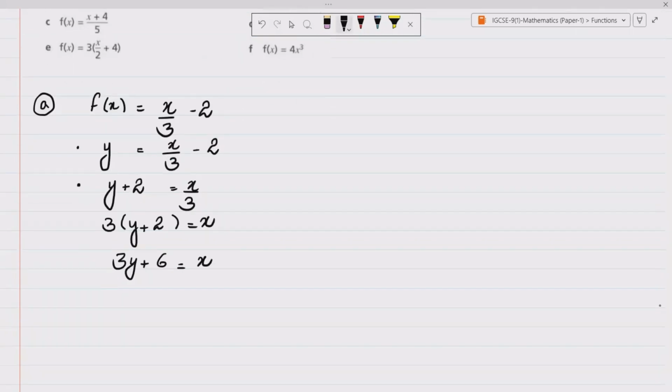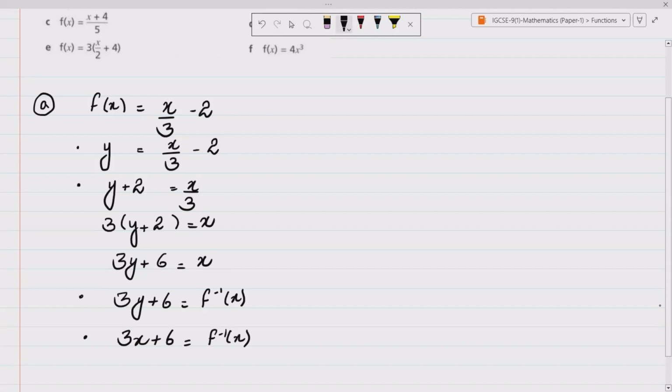Then we found out the value of x in terms of y, and then replace this x with f inverse of x and replace this y with x. So 3x plus 6 is equal to f inverse x, and we are done with the question. Okay, the part B.